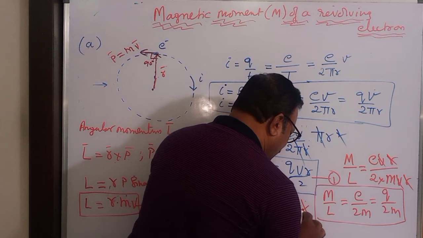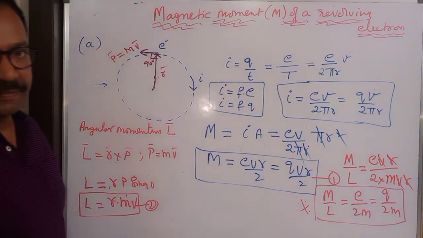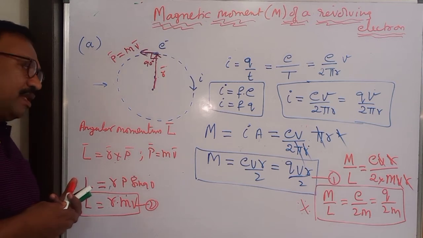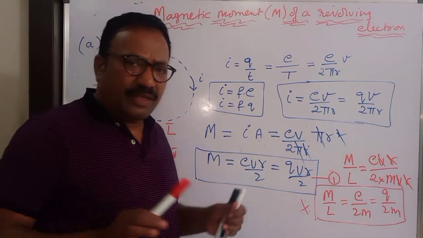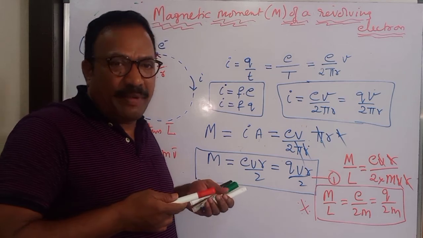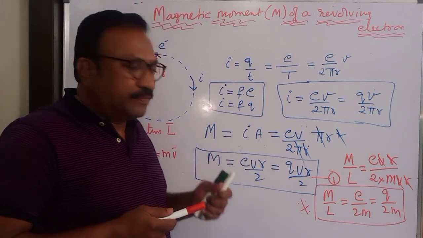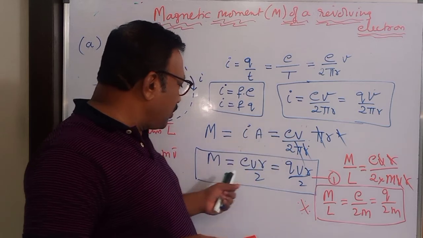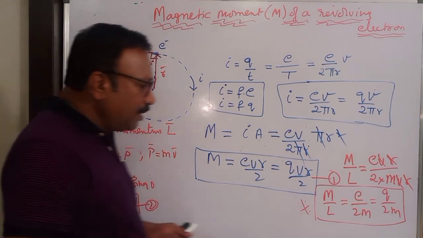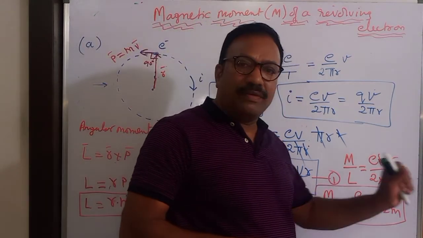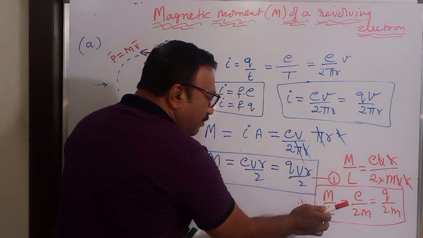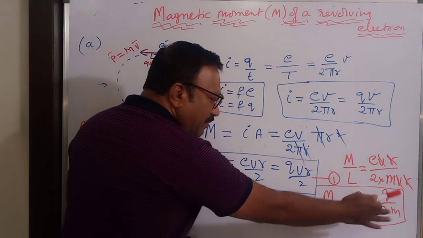This is a very, very important relation. Either electron or any other charged particle, no problem. When it is revolving, you can consider that orbit as a dipole. So the dipole moment is given by this relation, and the angular momentum of that particle is given by this relation. The ratio between these two is always equal to this.